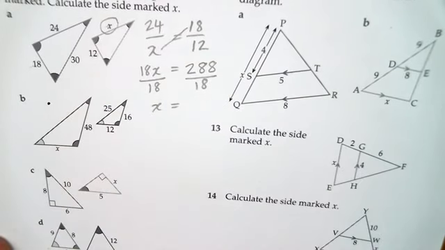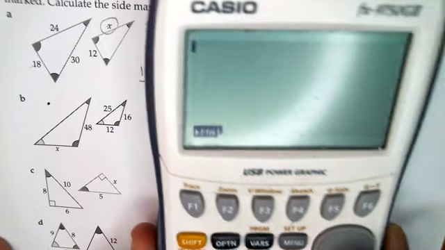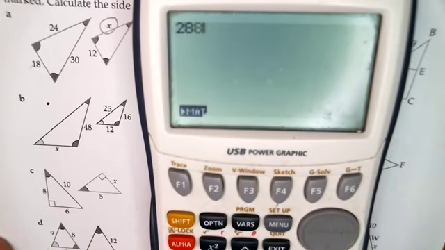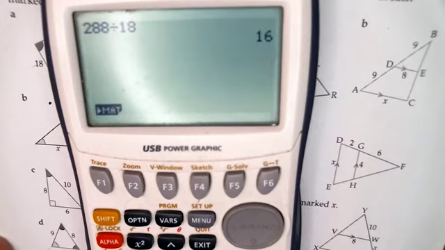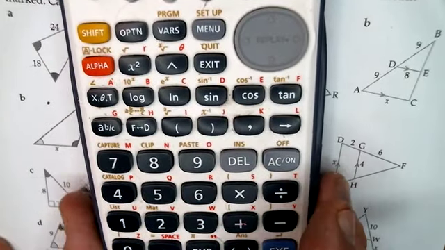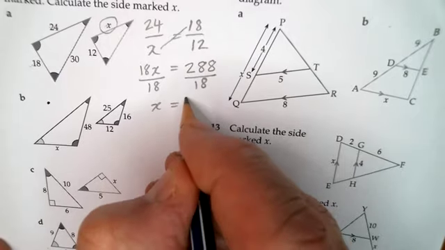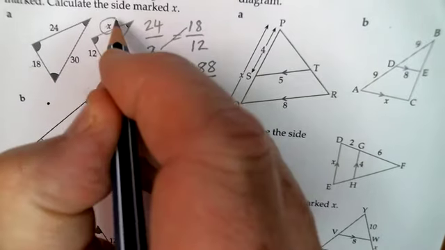Here we go. So let's just do that now. I've got 288 divided by 18, and I end up with a 16. Okay, so x is 16. So this side here is in fact 16.